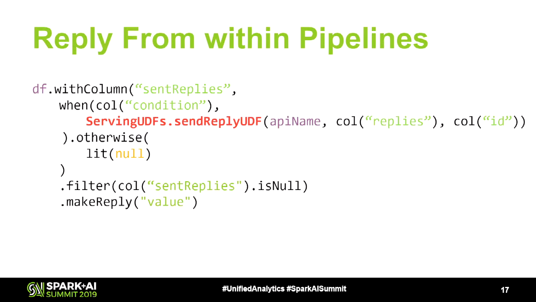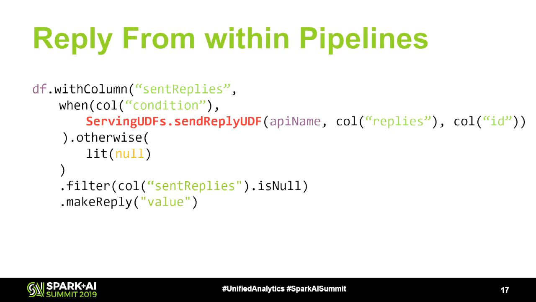So in this particular case, we'll create a column, and it's basically an if statement that says if some condition holds true, we can send a reply back to our API. Otherwise, we'll just do nothing. And then we can filter out all the things that we replied to. So this is a way in SQL that we can construct logic that will respond to requests and filter out all the requests that we've already responded to.